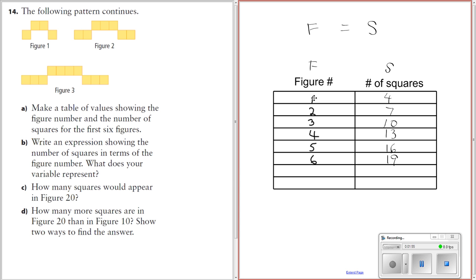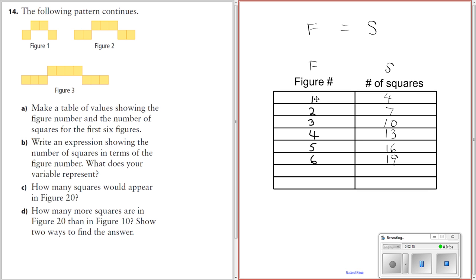Well, I'm thinking, did I take my figure number and just add 3 every time? In the first one, if I take my figure number 1 and add 3 to it, 1 plus 3 is 4, and it works. I'm like, well, that must be it. But when I check my second one, 2 plus 3, it doesn't give me the number of squares. So using just a plus 3 does not work.